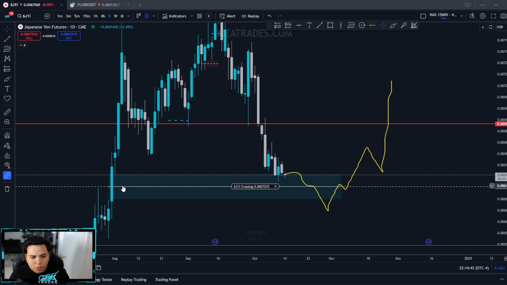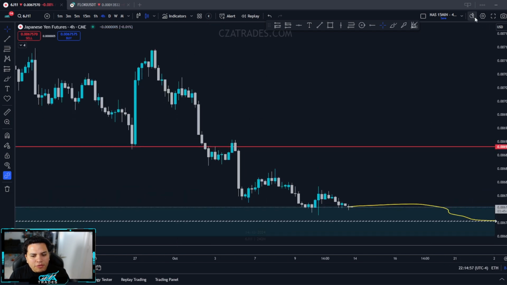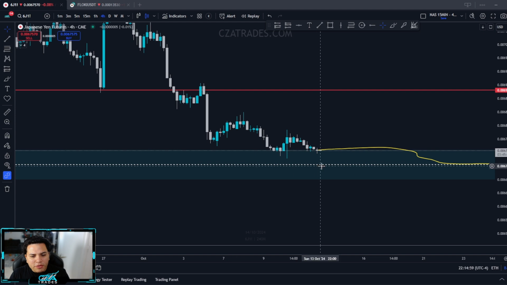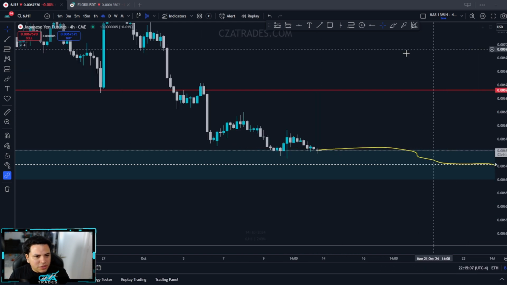Set your alerts at 0.006723. You're looking at that area right there for a point of entry for JPY. On the 4-hour, yeah, it's not too clear, so we're just waiting for it to come in this area here, give us a nice clean entry, and that's it.